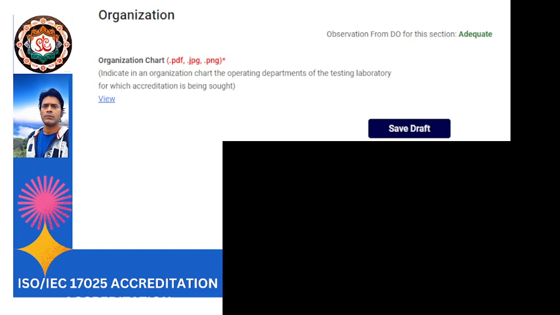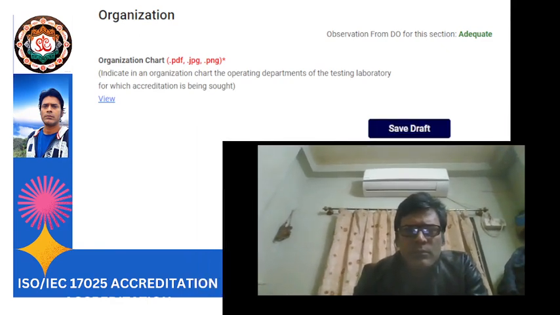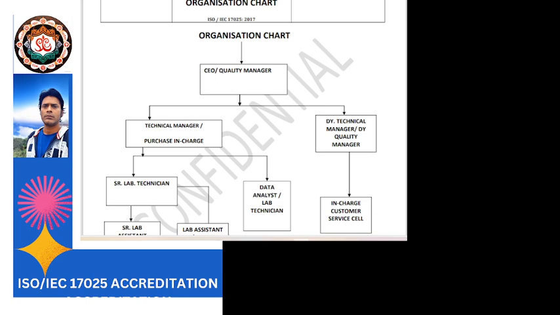Now next is the organization. In organization, you have to first prepare an organization chart, where there will be the hierarchy: who will be the chief executive of the laboratory. Nowadays, they are using the terminology head of the laboratory instead of chief executive of the laboratory. Who will be the head of the laboratory? Here, I can show you the sample organization chart.